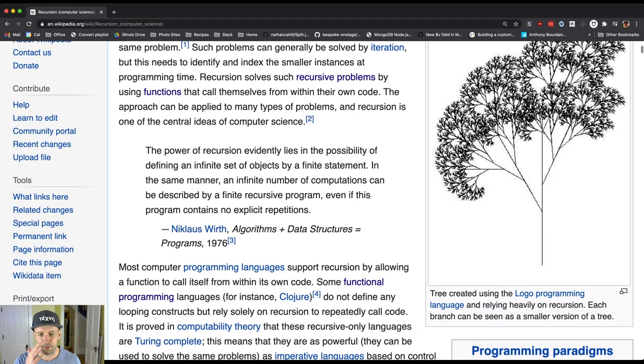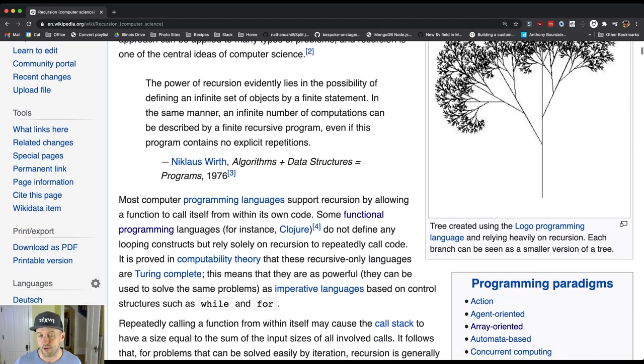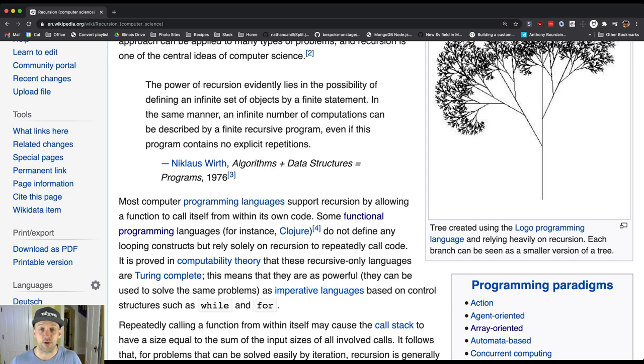It says most computer programming languages support recursion. What's interesting, however, is that some functional programming languages do not define any looping constructs. So there's actually whole languages where you cannot iterate. There are languages that don't have a for loop. They don't have a loop of any kind. And those languages can solve all the same problems. Instead of using looping and therefore iteration, they have you use exclusively recursive approaches.